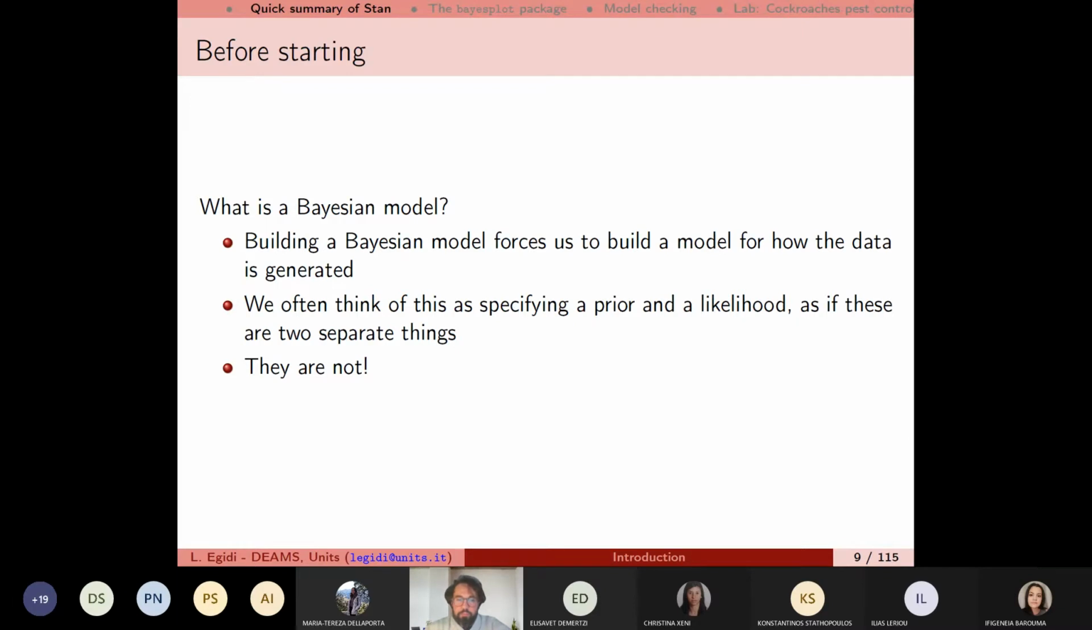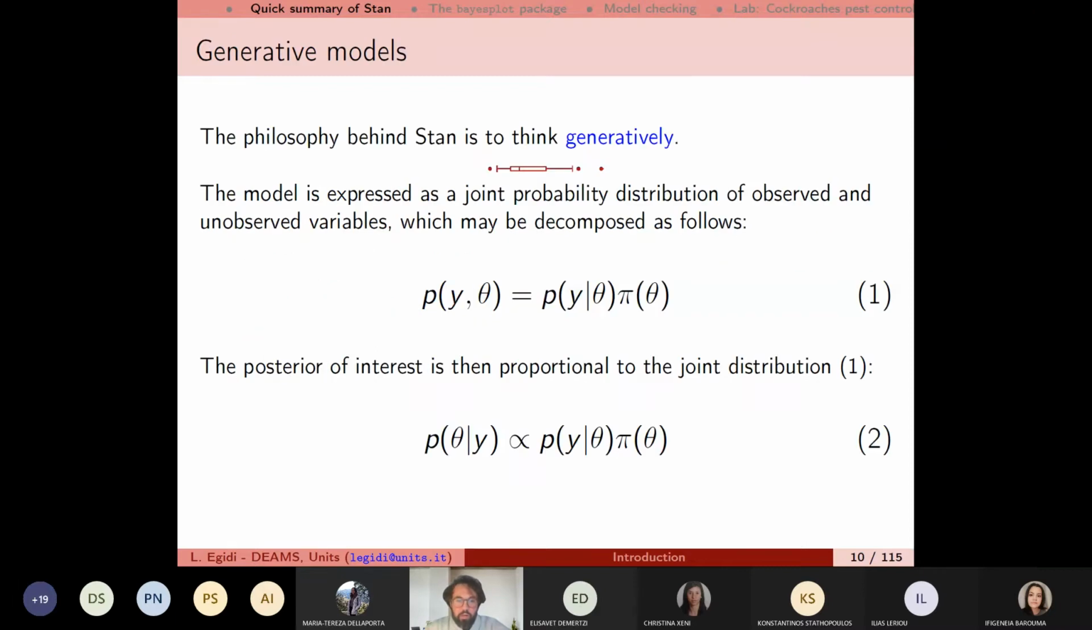And in some sense, we will understand that specifying a Bayesian model, especially in the Stan logic, is basically a joint model of the observable and of the unobservable. So the philosophy behind Stan is to think generatively. The model is expressed as a joint probability distribution of the data, the y, the observed, and the unobserved variable, the parameter, which may decompose as follows. The joint distribution of the observed and the unobserved can be seen as the product between the likelihood and the prior for your data.